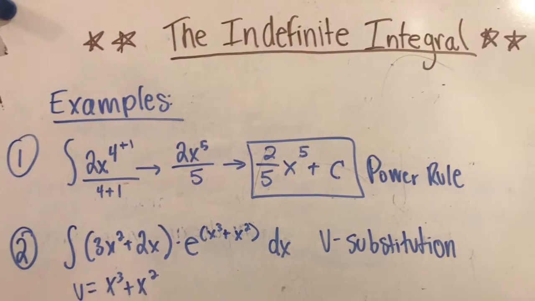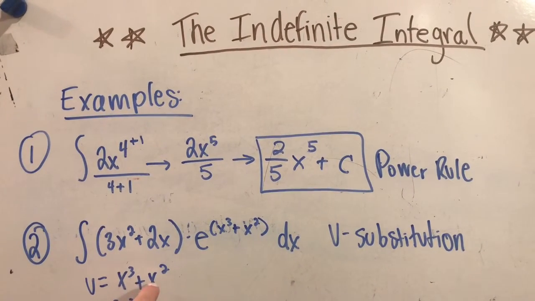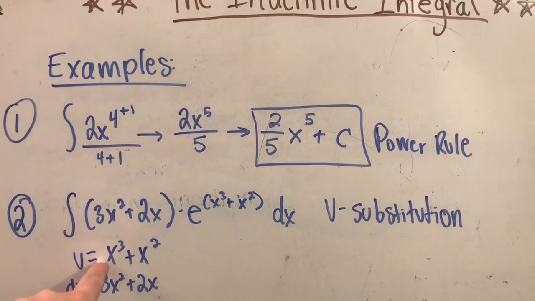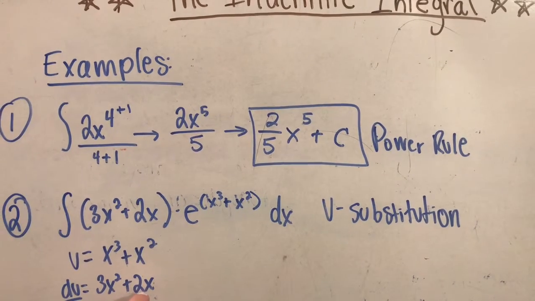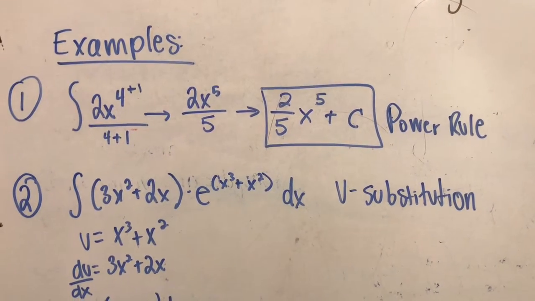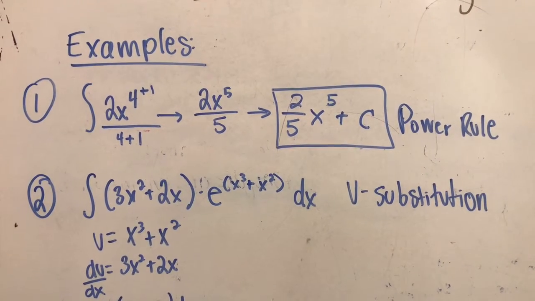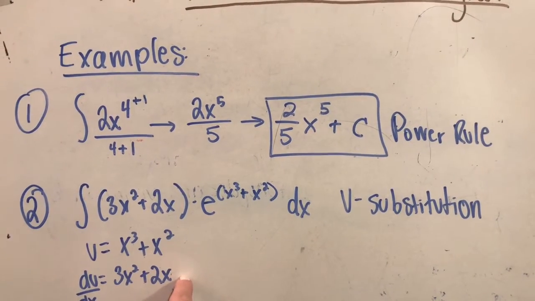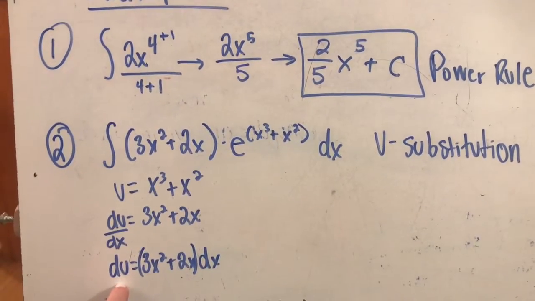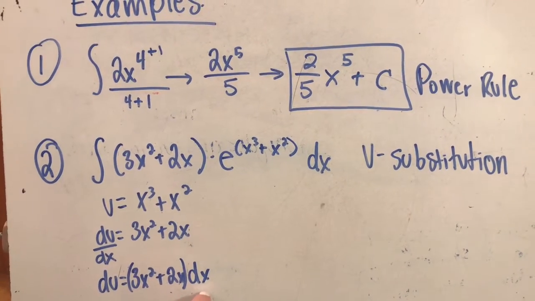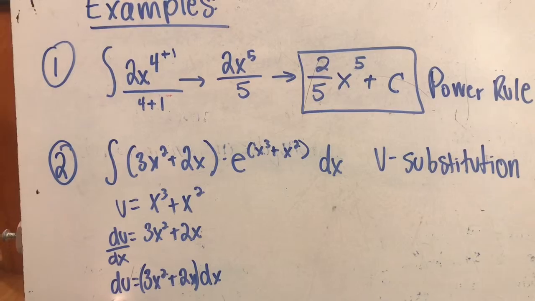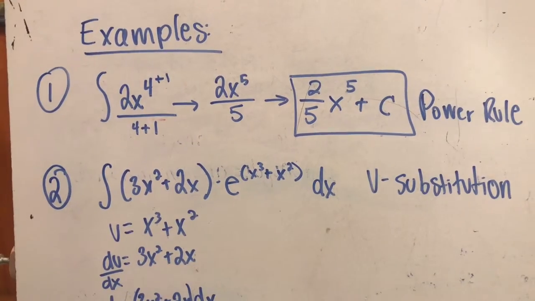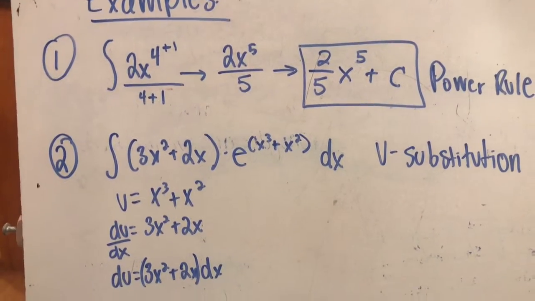So we know that this is the u value, so we state that u equals x cubed plus x squared. Next you find the derivative of this, which is just 3x squared plus 2x. So now you know that du/dx is 3x squared plus 2x. Then you move the dx onto the other side to isolate du, so du equals (3x squared plus 2x) dx. Now that we have the du and the u, we can substitute both of those values into here because they're identical values.